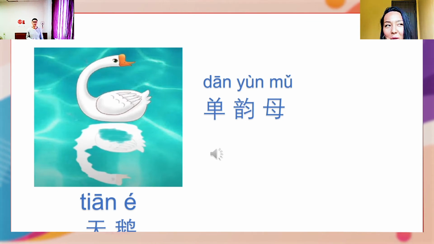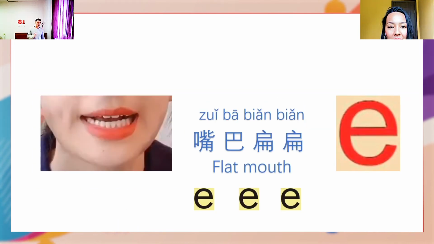Right? For you, maybe yes, but for me it's different. Maybe. Okay, all right. So how to pronounce this letter? The shape of our mouth is flat. So in Chinese we call it 嘴巴扁扁. 嘴巴 means mouth. 扁 is actually the shape. It means flat. So read after me.